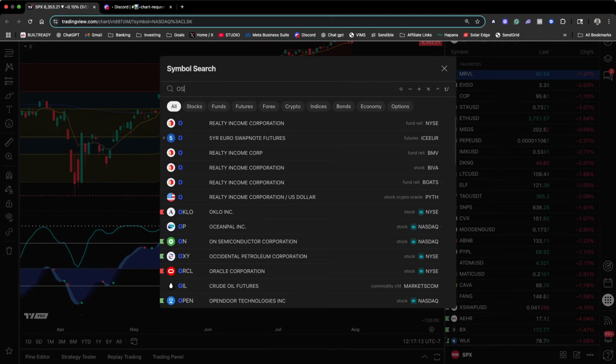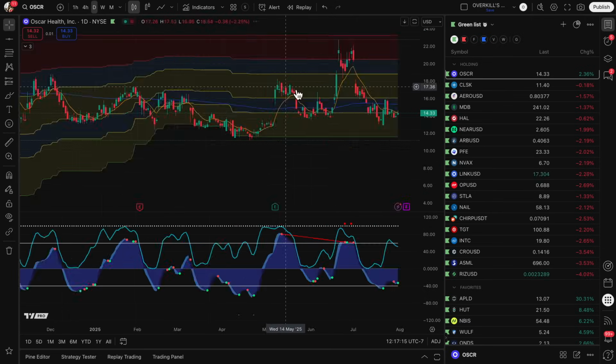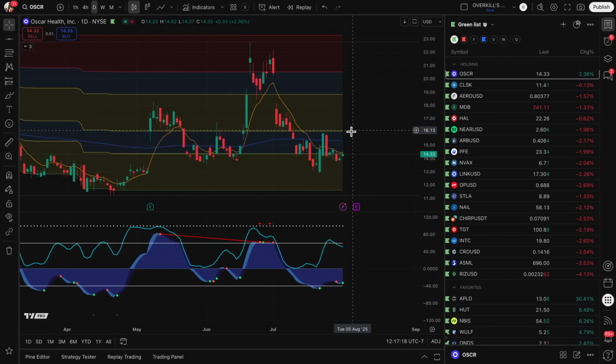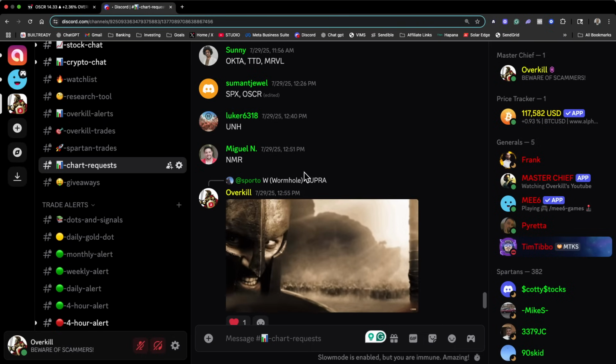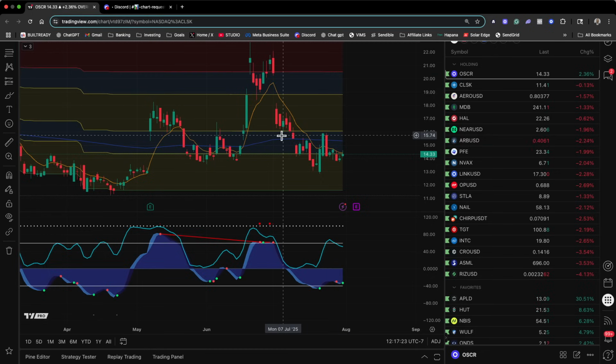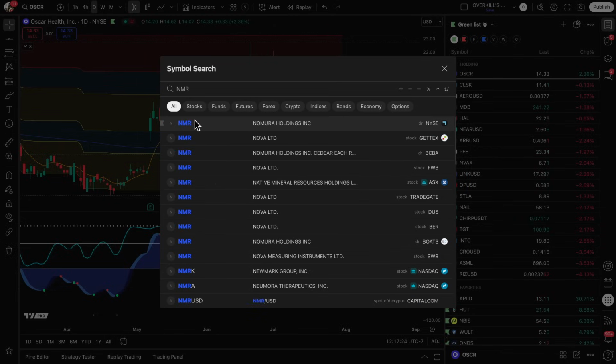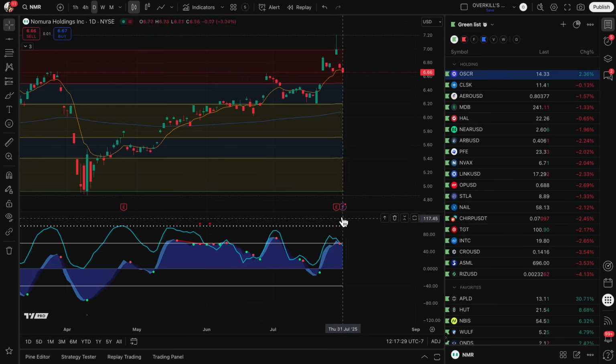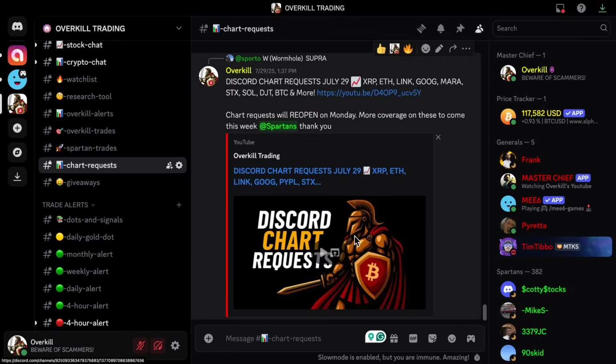So Oscar, we covered this one. Still looks good here above 13 bucks. They do have earnings coming up next week. So target on that's 21 to 23. UNH, we covered. NMR. Is that NMR? You say NMR? Yes, you did. That one's in the red zone, so I'd be taking profits. And that one looks like it for today, folks.